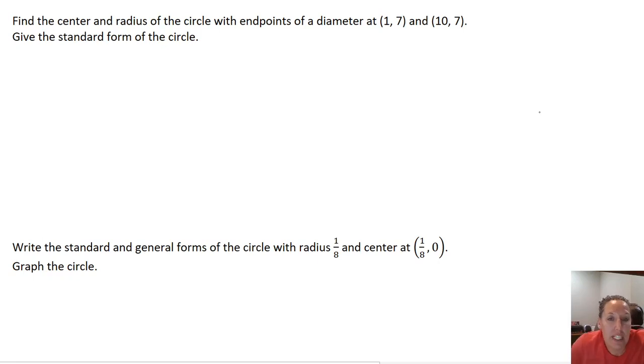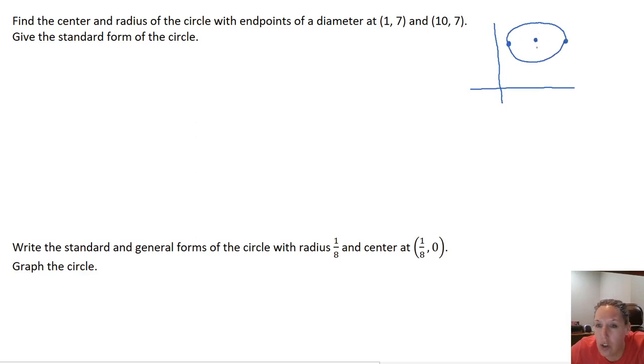Hello, in this video we're going to take a look at some circles. We're going to find the center and radius of the circle that has endpoints of a diameter at the points 1, 7 and 10, 7. So endpoints of a diameter mean that our circle is going to go through the point 1, 7 and the point 10, 7, and those points are perfectly across.